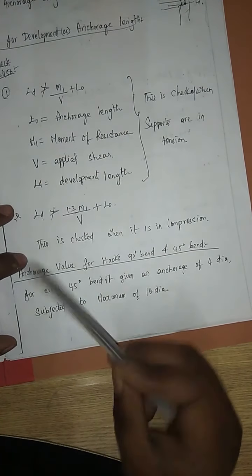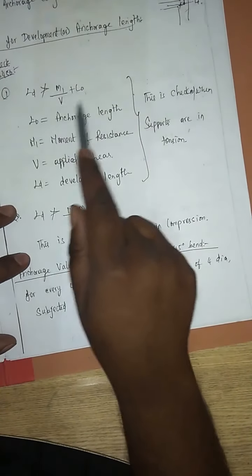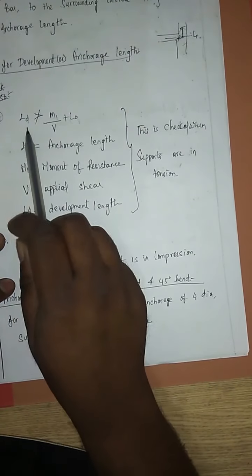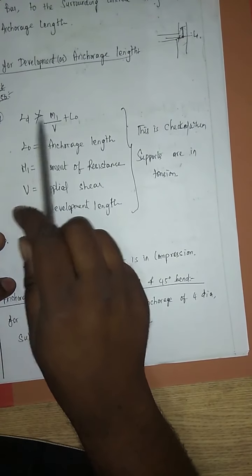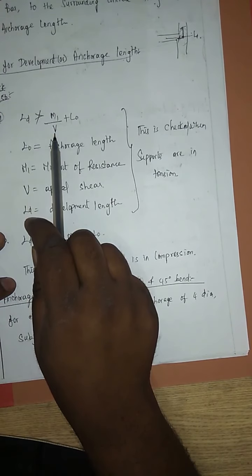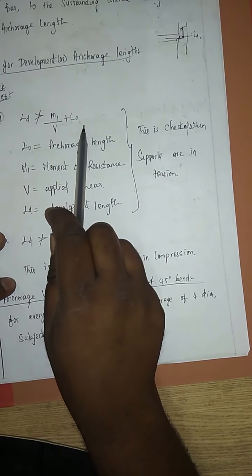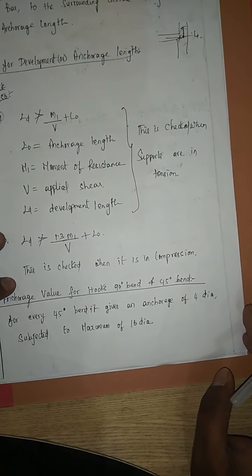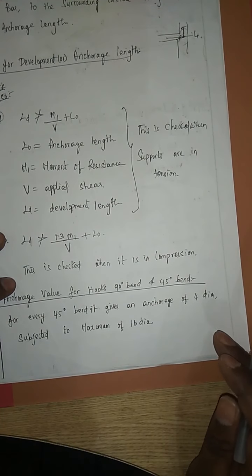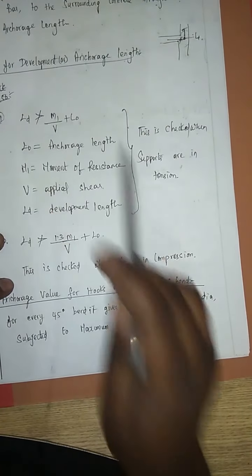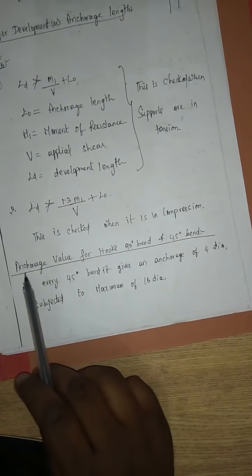Before that, I will explain what the parameters are. First, LD is nothing but development length. M1 is nothing but moment of resistance. V is nothing but shear force, and L0 is nothing but bond length, the length of the bar or anchorage length. So how we are taking this anchorage length is given here.